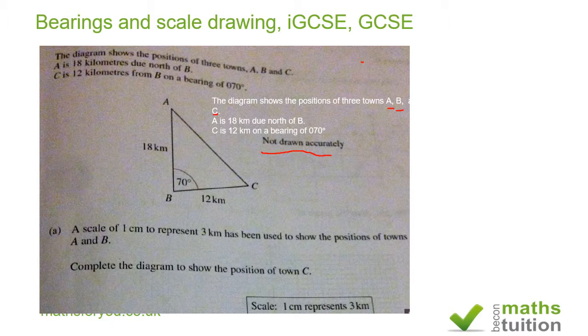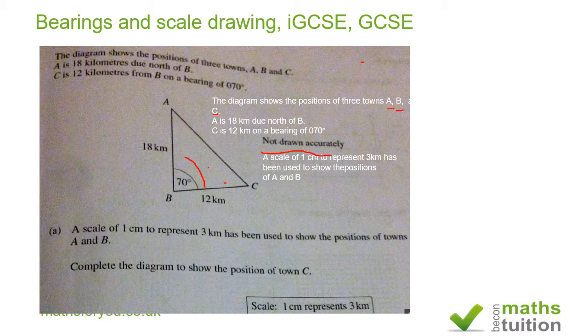This is important because this diagram shows that this angle is 70 degrees, but if you're looking at this in real life, it looks a bit bigger than 70 degrees. So this diagram is not drawn accurately. Now the second part of this says the scale of 1 centimeter to represent 3 kilometers has been used to show the positions of A and B. So in effect, 1 centimeter on paper represents 3 kilometers in real life. Bear it in mind.